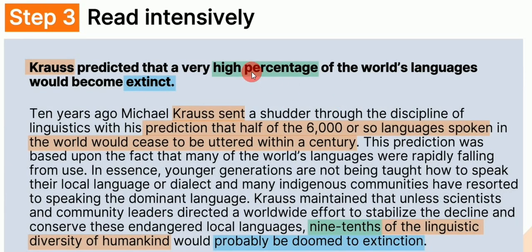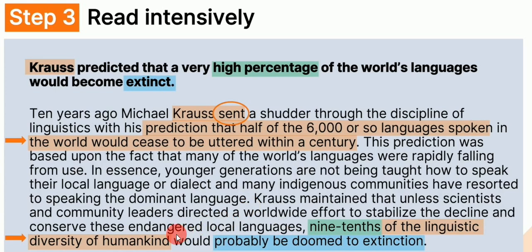2 sections are relevant here. The first sentence states that Kraus predicted that half of the 6,000 or so languages spoken in the world would cease to be uttered. This sentence is useful to show that Kraus is predicting the death of languages, and that this happened in the past because the verb sent is in the past simple. However, you still need to find information about whether this is a very high percentage.